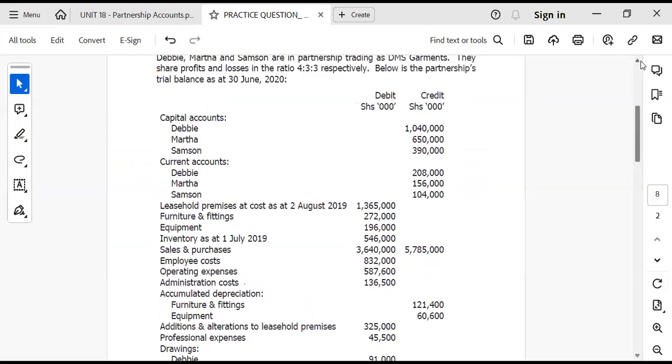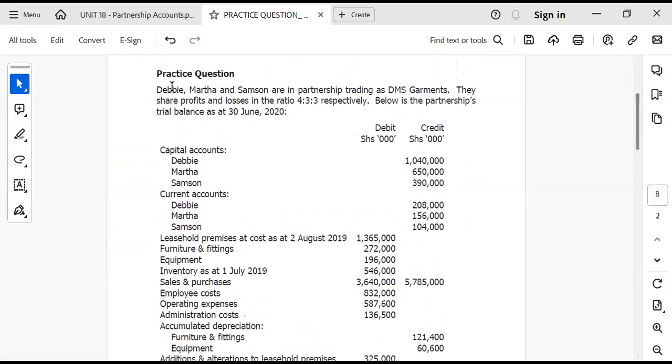Usually this profit sharing ratio will be given up here in the question. They told us that they share 4 to 3 to 3 respectively. That means that Debbie picks 4, Martha picks 3, Samson picks 3. And so for us to know how to calculate this, we are going to get our 4 plus 3 plus 3. That means that the total share is 10. So that means that Debbie gets 4 out of 10, Martha gets 3 out of 10, and Samson gets 3 out of 10 of a share of profit.